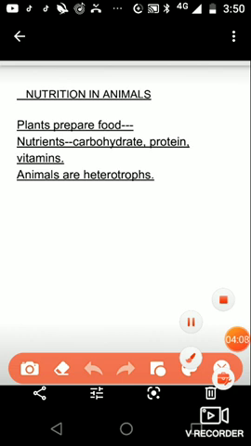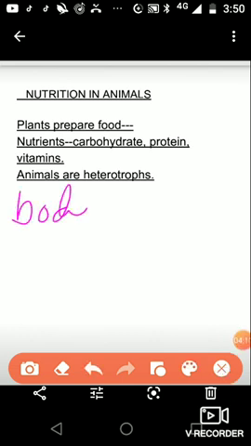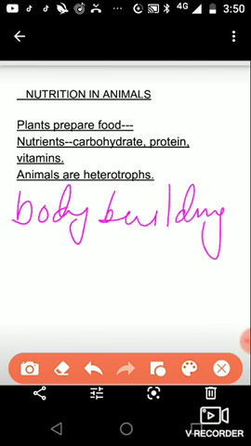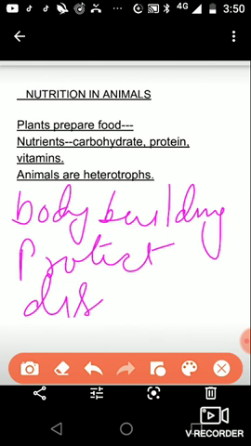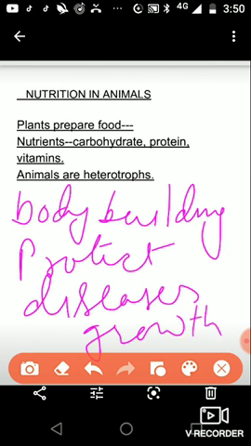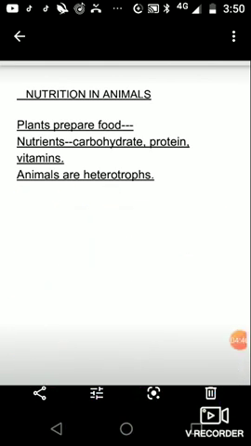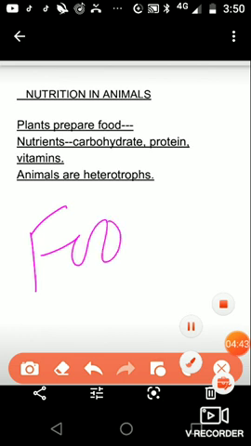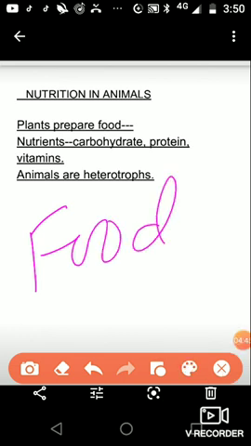These nutrients help us in body building. They also help to protect from diseases. Okay, and they also help in growth, movement, so many things. So these nutrients are very important for us so that we stay alive. And where do all these nutrients come from? These all nutrients come from food.